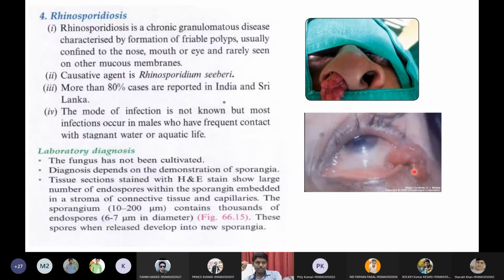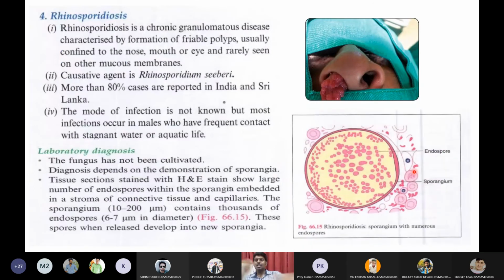So where is the picture? This one. In the tissues, we will find a large sporangium. This circle is a sporangium actually. In this sporangium, you can see numerous sporangiospores. These sporangiospores are called endospores. And you can see arteries, veins, and some tissues and cells. Among the cells, you will see this yeast cell. In this yeast cell, you are able to see sporangium with endospores. So presence of this sporangium is the only identifying feature to conclude it is a rhinosporidiotic infection.